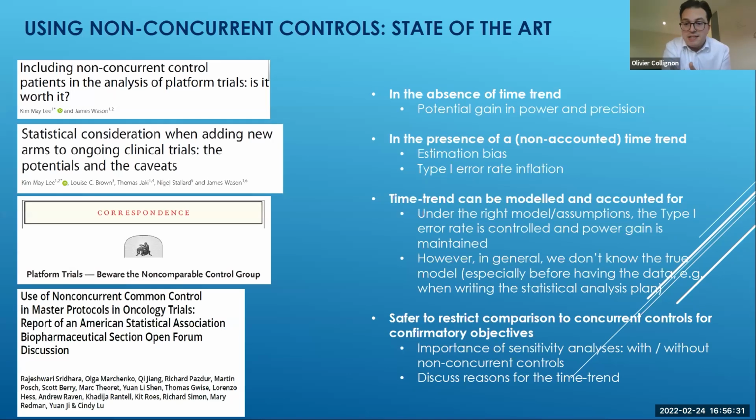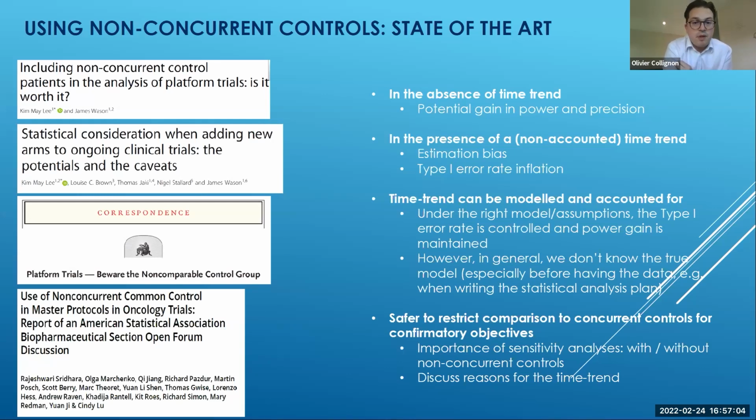But the bad news is that we never know the true model. And that's the issue, specifically when we don't have the data yet, for example, when we need to write the statistical analysis plan. So in an area where you need to control the type 1 error rate, it's probably safer to restrict the comparison to concurrent controls for confirmatory objectives, for example. And this is where having different estimates and different sensitivity analyses will come into play, for example, with and without non-concurrent control, or under different models of the time trend.